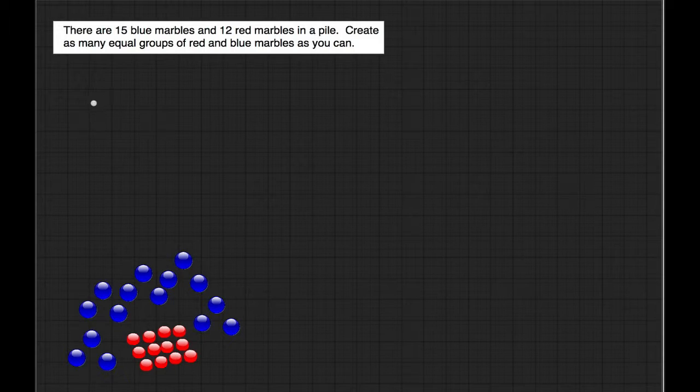Let's start by writing down some numbers here. I know that there are 15 blue marbles and there are 12 red marbles. And I need to think about dividing those numbers up, so I want to think about factors. These numbers are pretty small, so I'm just going to make a list. 15 can be divided into 15 and 1, or 5 and 3. 12 can be divided into 12 and 1, or it can be divided into 2 groups of 6, or it can be divided into 3 groups of 4.